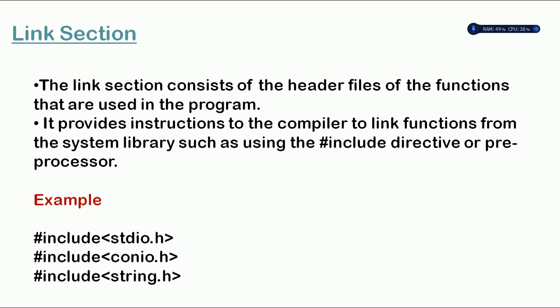Such as using the hash include directive. How can we include these header files in your program? Simply you link these header files by using the hash include directive. This is also said to be a preprocessor. You can use a header file like this: hash include, in angle brackets, the less than and greater than symbols, you can give your header file. And you cannot give all the header files available in your system library. Depending on your requirement, you have to include that header file in your program.